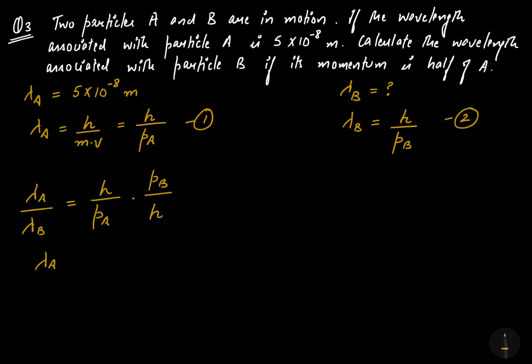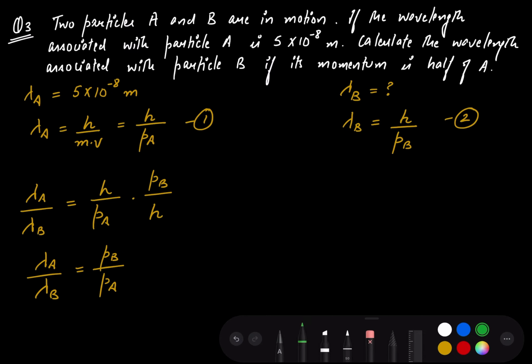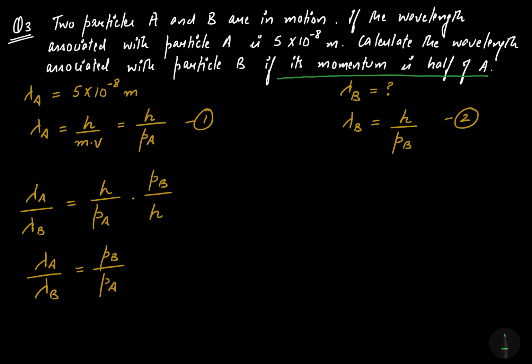So the wavelength of particle A divided by wavelength of particle B comes out to be momentum of particle B divided by the momentum of particle A. Now in question it is given that momentum of particle B is half of the momentum of A. So that is momentum of particle B is half the momentum of particle A, or you can say that 2 into momentum of particle B is equal to the momentum of particle A.